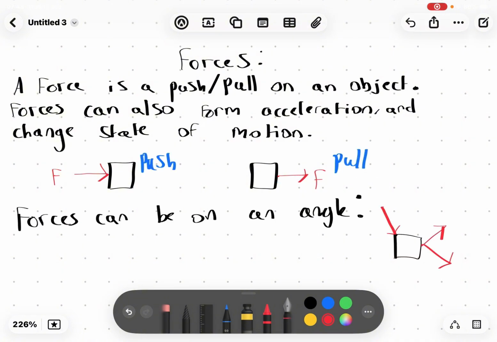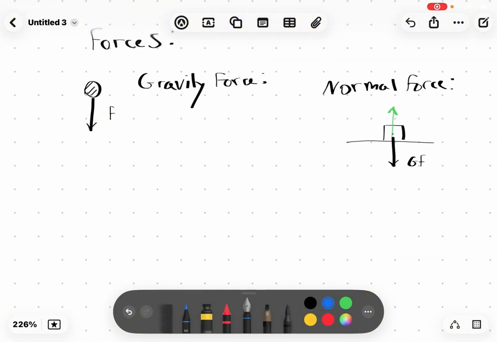Something to remember is that forces can be on an angle. They're able to have an angle, and most questions will have an angle. Like over here it will be like 40 degrees or something. So just know that. So now let's talk about other important ones, gravity force.